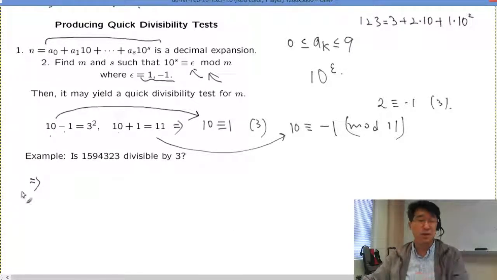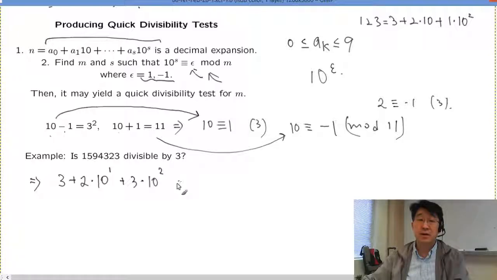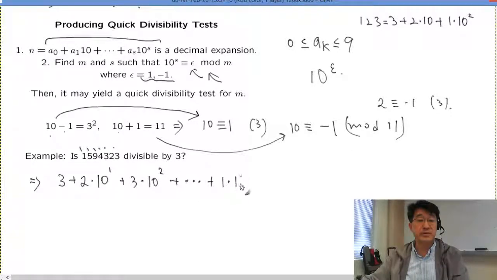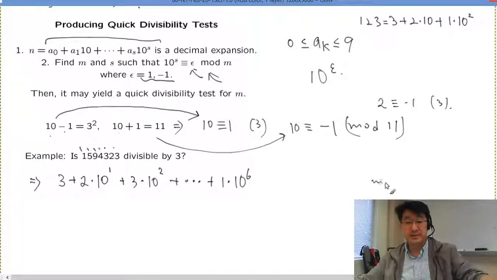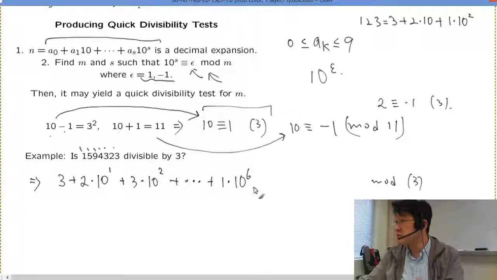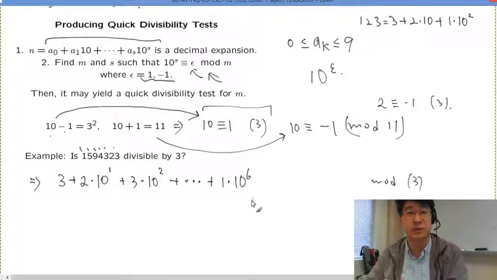Let's write it correctly. 3 goes first, right? What is the next one? 2 times the 10 to the first, right? And 3 times 10 squared, is that right? Go all the way up to what? Let's see, 1, 2, 3, 4, 5, 6. So you go all the way up to 10 to the 6th. Isn't that right? We want to calculate this modulus what? For example, 3, right? If we use this one. And if we want to conclude whether it's 0 or not. If it is 0, it's divisible. Not 0, not congruent to 0, not divisible, correct?